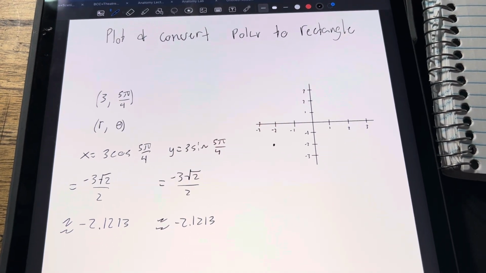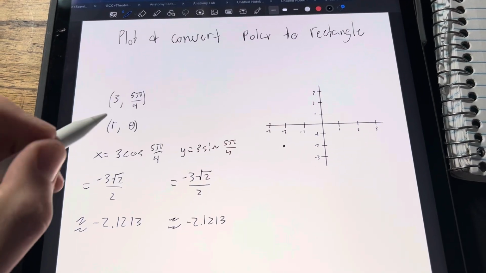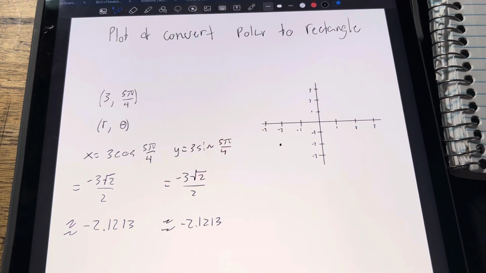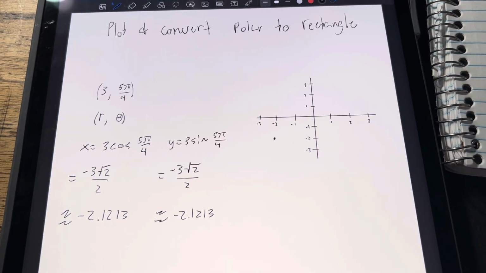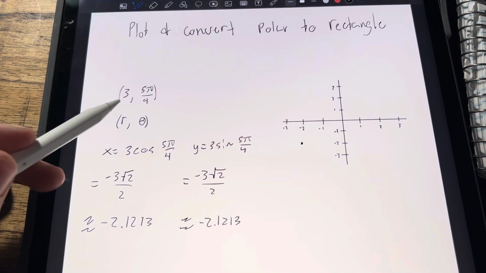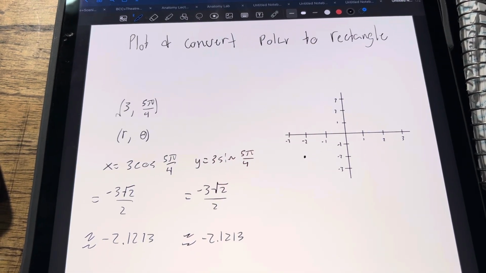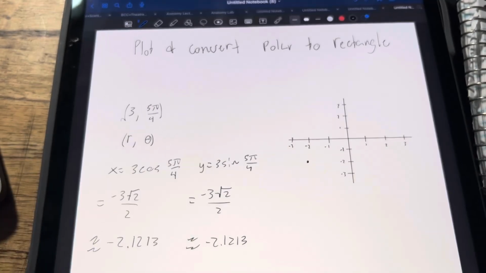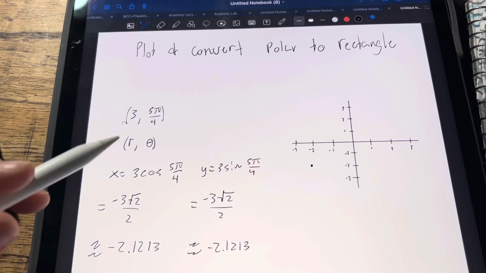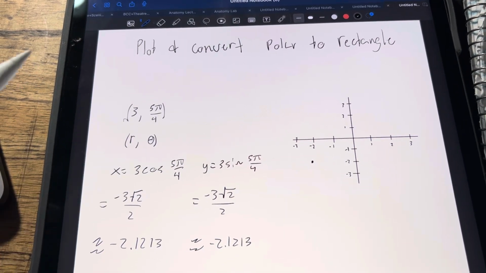Okay, so for today's problem, we are told to plot this polar coordinate on a graph and then convert it to rectangular coordinates. So when we're looking at polar coordinates, the first one is the r, which would be the radius. So it's going to move that way 3 from the origin. And then the second is the theta, so that is the angle that it moves.